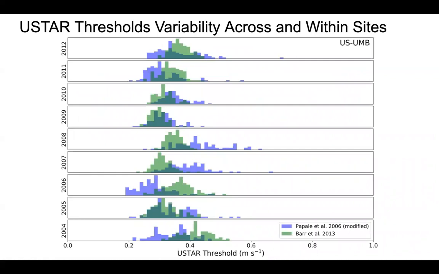So why is it important to have these variants? What's causing us to add all these different versions and not just picking one and moving forward? Basically, there is a lot of variability of these thresholds. This graph here is showing the U-star threshold on the x-axis, and the distribution of U-star thresholds for each year. This is all for the same site, and it's applying two different methods that we use to calculate the U-star threshold. And you can see that even within a site, there is quite a bit of variability for this U-star threshold.